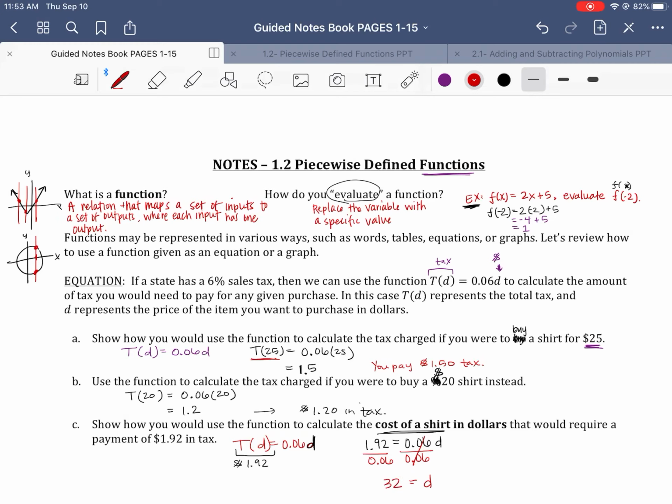Again, we ask, what does that mean? Well, that means that when we buy a $32 shirt, right, that is actually where we would pay that $1.92 in tax. So functions work going forwards, going backwards, inputs, outputs.